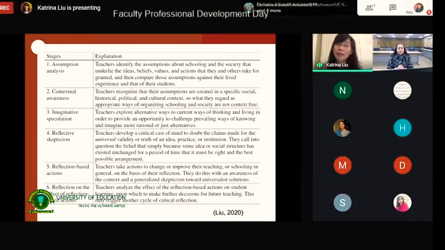And then reflective skepticism is really developing a critical cast of the mind to doubt the claims made for the universal validity or truth of an idea, practice, or institution, especially related to things of inequity, like, for example, related to students of color, how we're going to assume about them, and then we have to take specific actions to deal with them. And then reflection-based action is we actually integrate those alternative solutions and then reflect on the impact and revisit our assumptions.